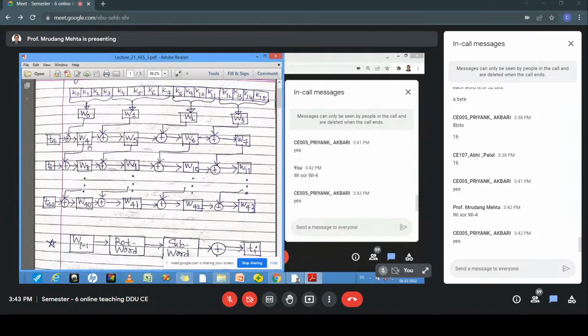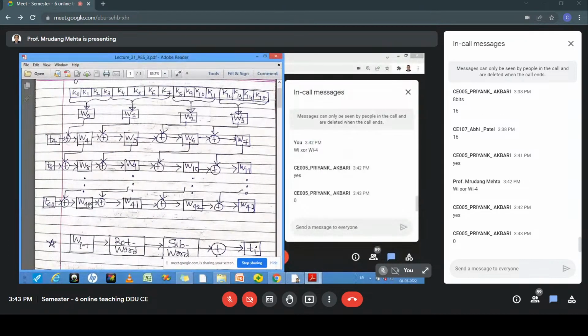What will be the i mod 4 here for all these blocks? Yes, Priyank, but others? Any other student? Can you please answer? Okay. Only Priyank is answering. Is it Priyank's class only? Or are you also participating? Please participate.